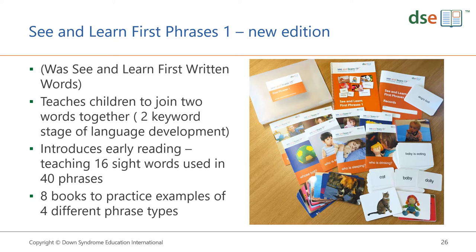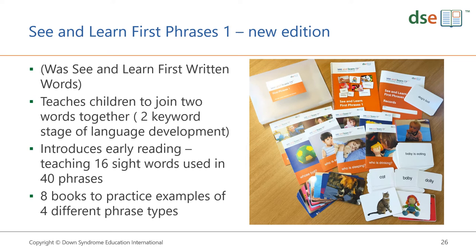So I'll repeat. First Phrases 1 uses vocabulary from Vocabulary 1. First Phrases 2, vocabulary from Vocabulary 2. First Phrases 3, vocabulary from Vocabulary 3. First Phrases focuses on moving children to that 2 keyword stage of language development, understanding and using 2 keywords together. But this is the point at which we also start to introduce early reading. First Phrases teaches children to read 16 sight words, which we can then use in phrases. There are 8 books to practice examples of the different phrase types.